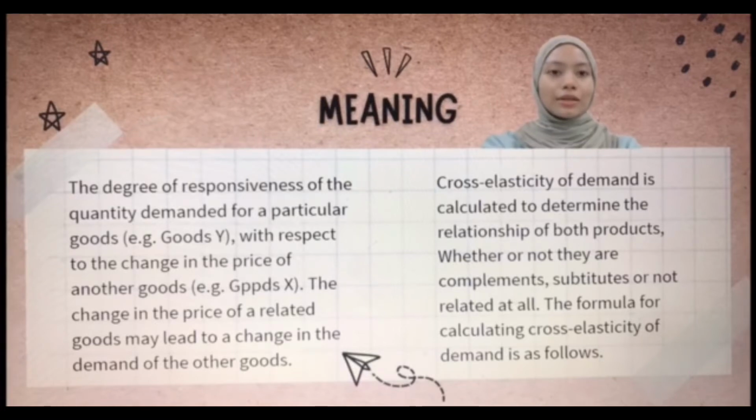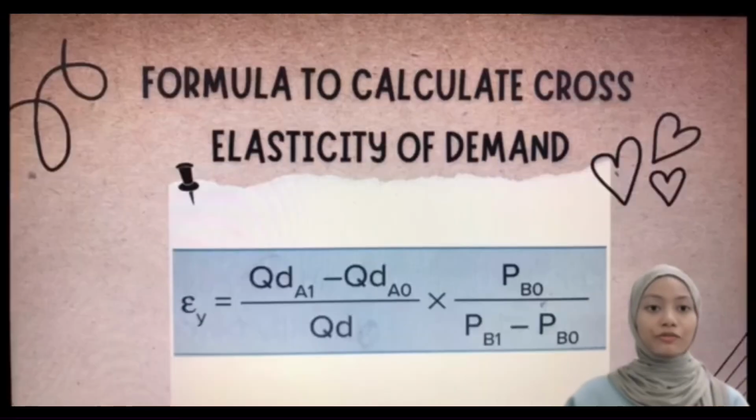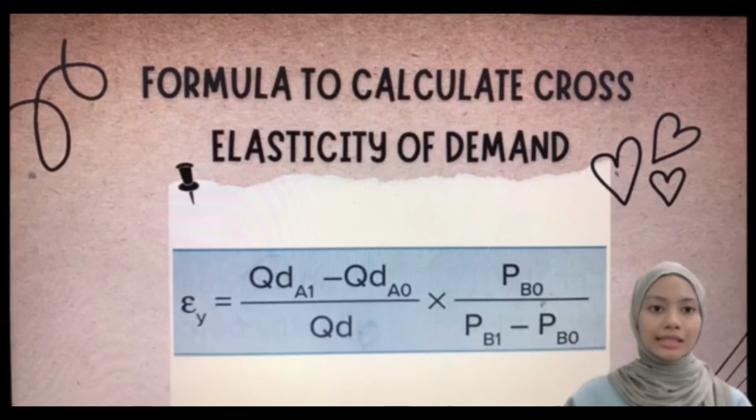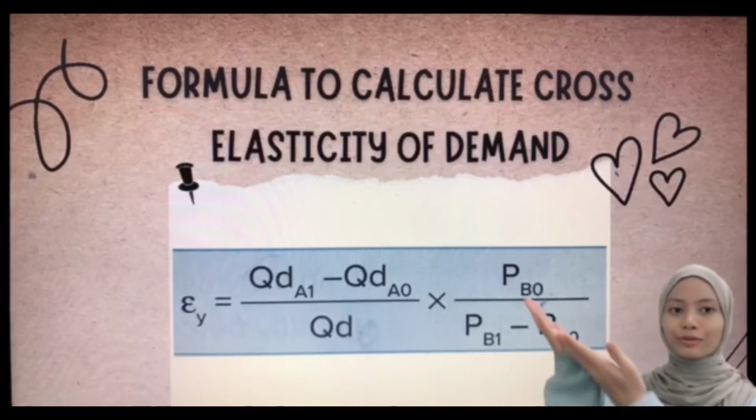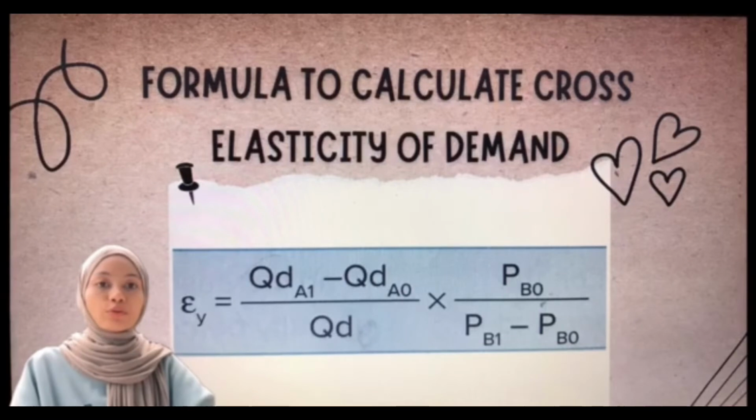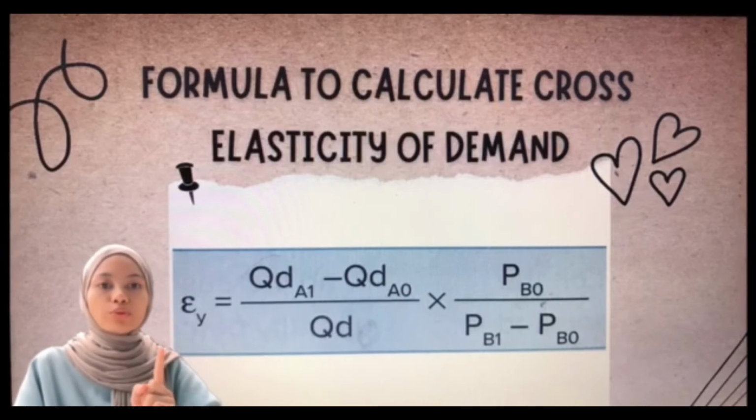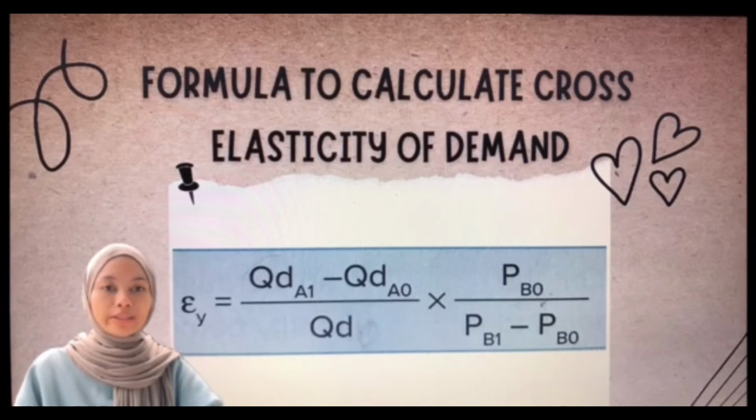Cross elasticity of demand is also calculated to determine the relationship of both products, whether or not they are complement, substitute, or not related at all. The formula for calculating cross elasticity of demand is as follows. We have to cross multiply one of the new goods price and the old price with the new quantity and the old quantity of different goods.